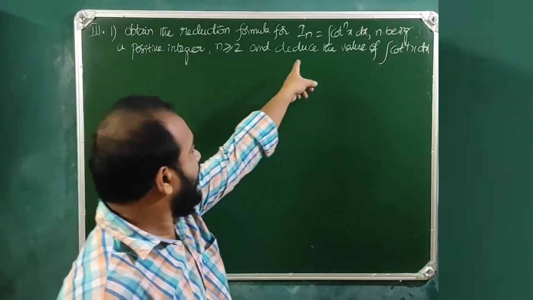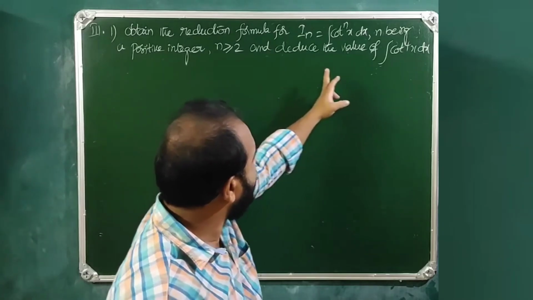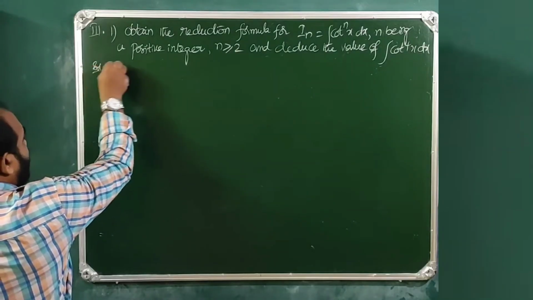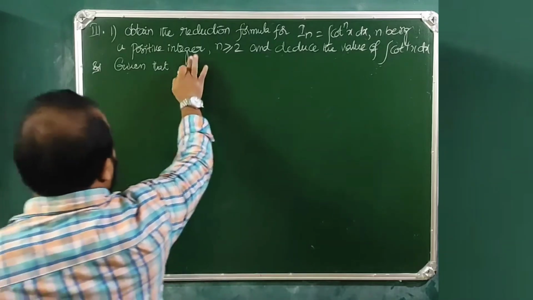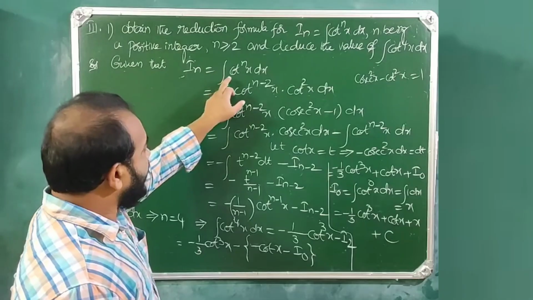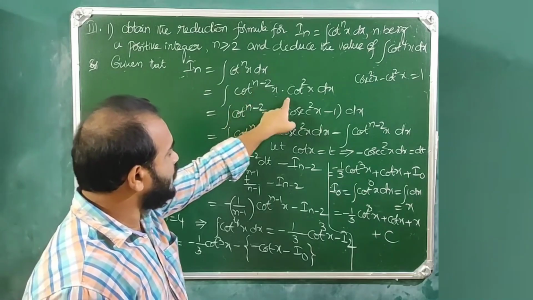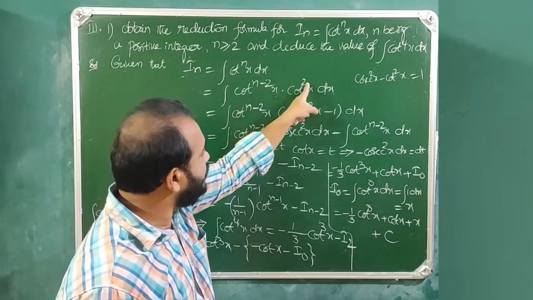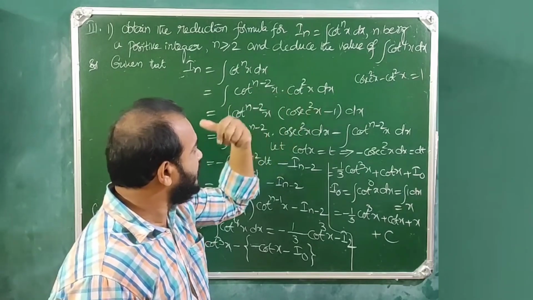Obtain the reduction formula for In equals integral cot^n x dx, n being a positive integer greater than or equal to 2, and hence reduce the value of integral cot^4 x dx. So given that In equals integral cot^n x dx, this can be split as cot^(n-2)x into cot²x dx. Bases are equal, exponents are to be added: n-2+2 is n. So let us take this to be the first function and this to be the second function.